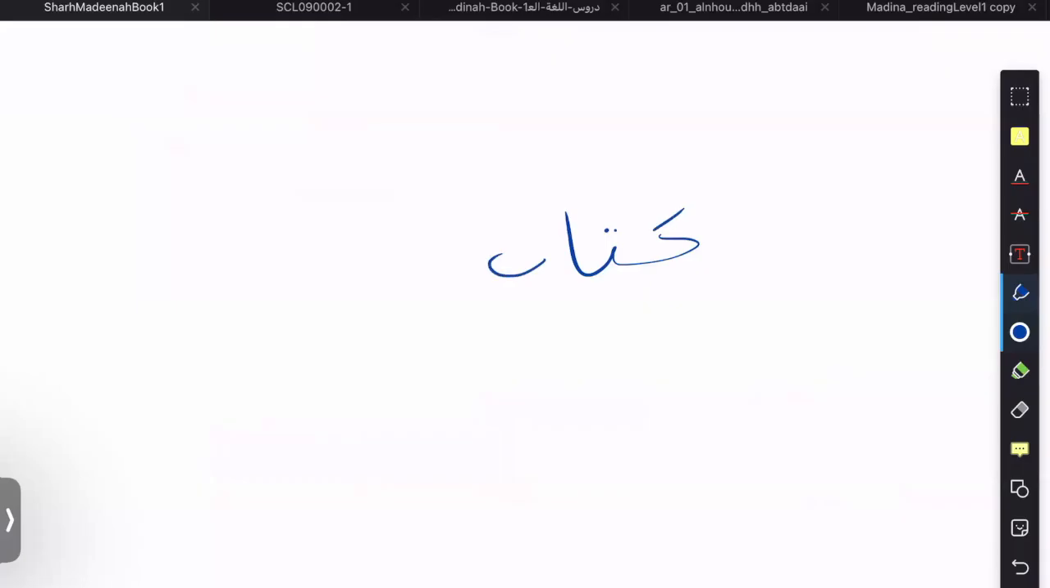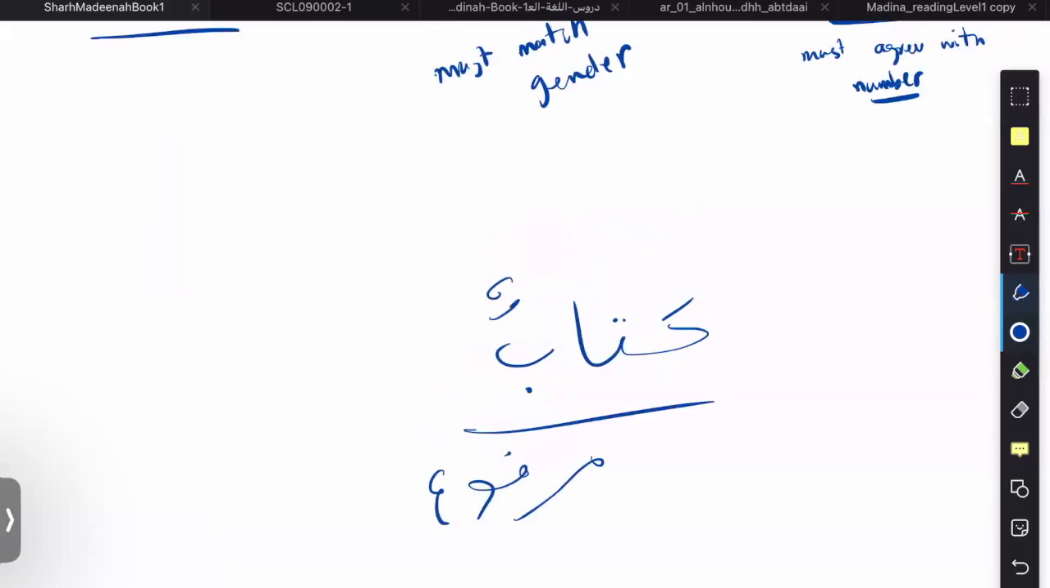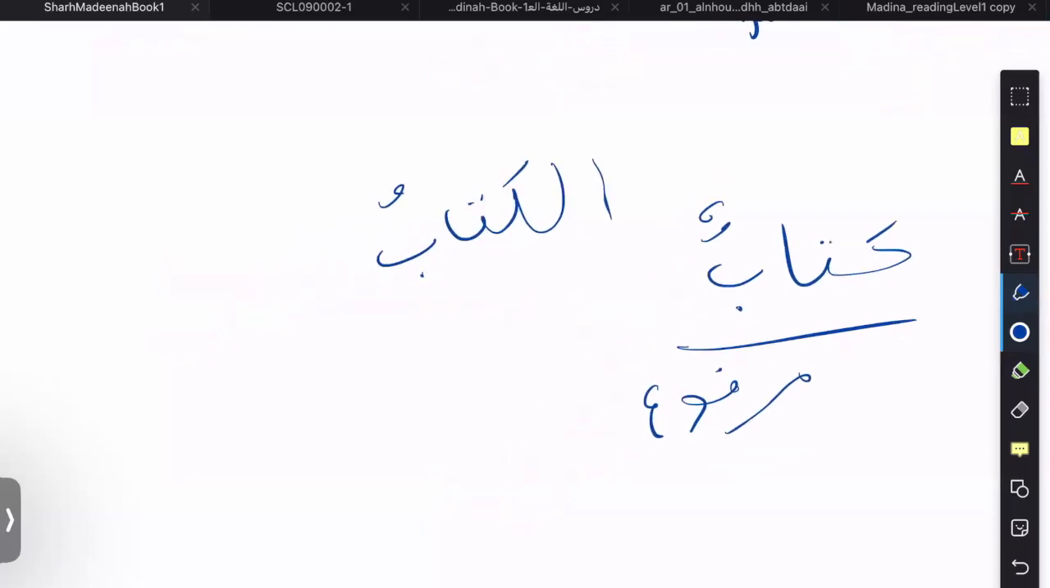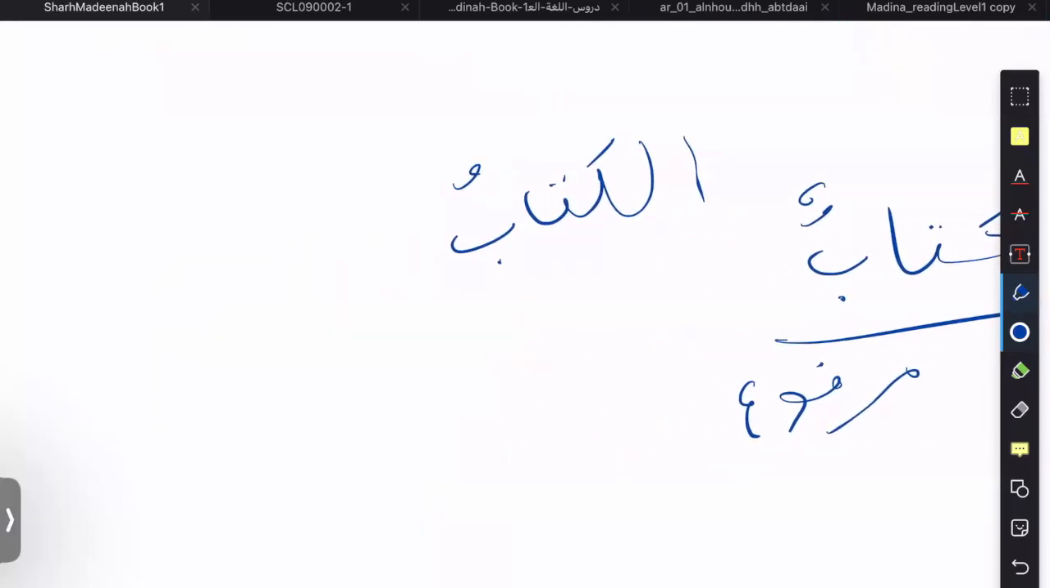Remember, this is the first time we're also seeing something very strange. We said the marfu, the Dhamma state that we've been saying all along. So kitabun, it is in the Dhamma state or the default state. And more appropriately, we learned that this is marfu, the raised state. And then when you say alif lam, al-kitabu, they're all in a Dhamma state. Why? Because they have a Dhamma. That's what we learned. But what about this one? Kitabani.